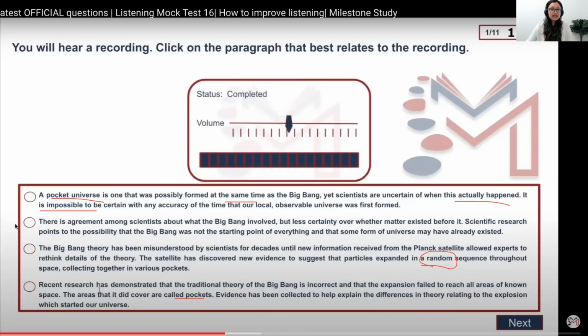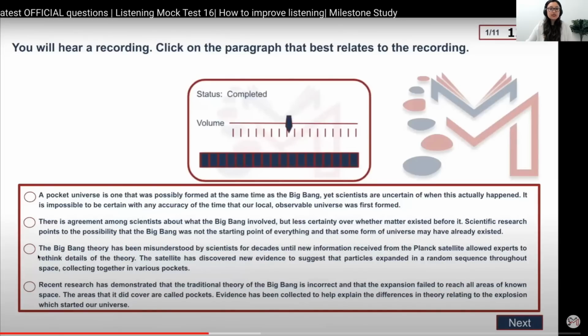Okay, so between A and B, one of them is right. Now, I will think this is B because it wasn't about a pocket universe. It was about what the Big Bang involved and whether or not particles or matter existed before it. And they do think that the Big Bang was not the starting point, and something was there before it. Okay, so I would choose B in this case. Okay, so that's it for B.